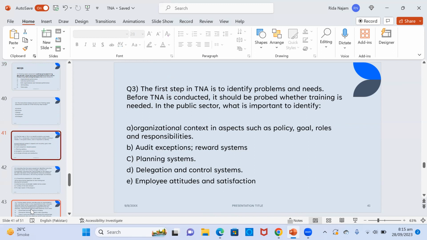Question 3. The first step in TNA is to identify problems and needs. Before TNA is conducted, it should be probed whether training is needed. In the public sector, what is important to identify? A. Organizational contexts and aspects such as policy, goals, roles, and responsibilities. B. Audit exceptions, reward systems. C. Planning systems. D. Delegation and control systems. E. Employee attitudes and satisfaction. A. Yes, the answer is A.